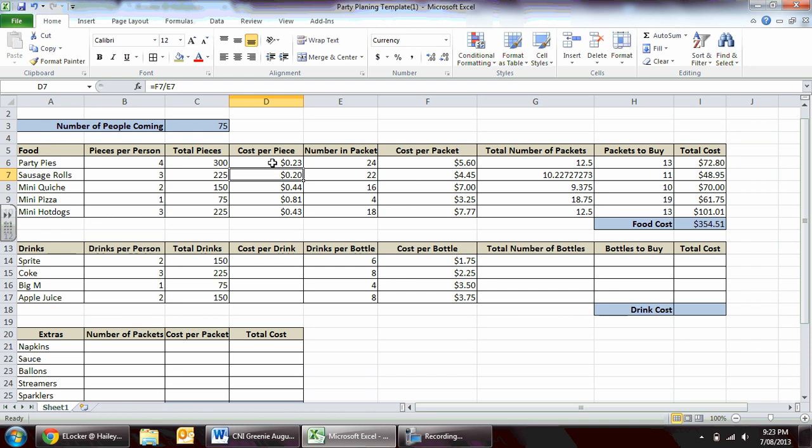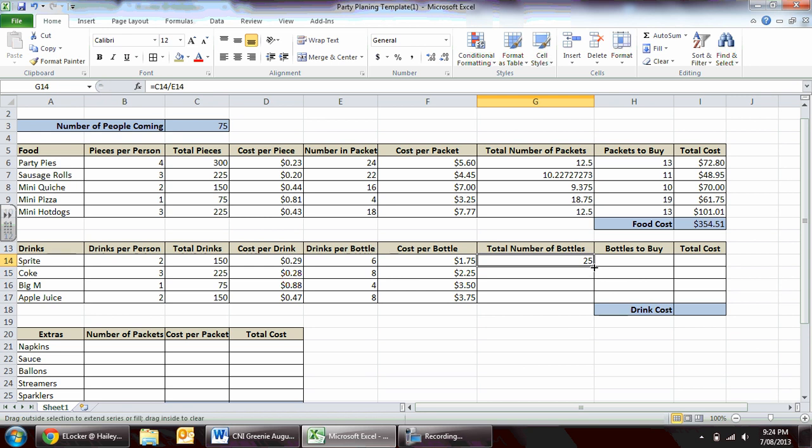Cost per drink equals, oops, cost of the bottle divided by number of drinks. Right, 29 cents. Not cheap. But how many bottles do I need? Again, if I look up here, C10 divided by E10. So equals C14, so total drinks divided by E14. And 25 bottles of Sprite.